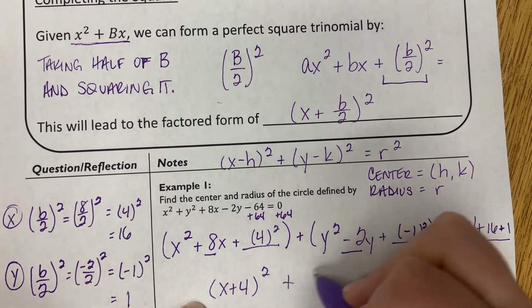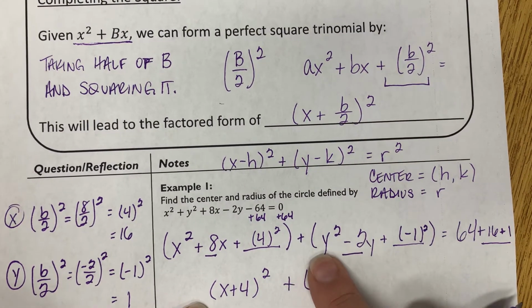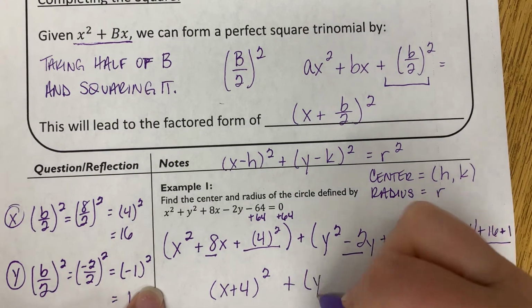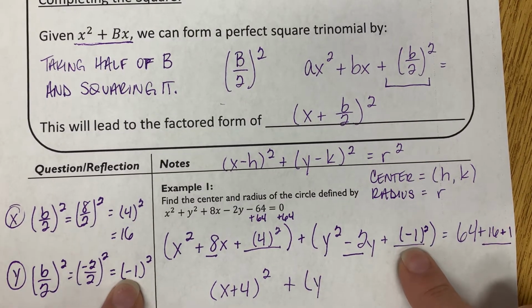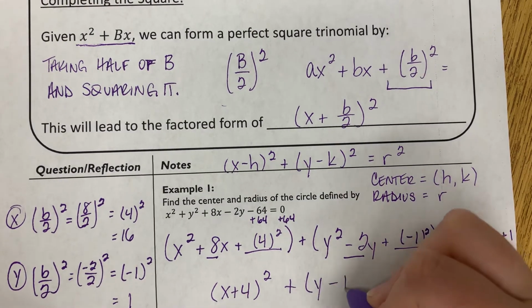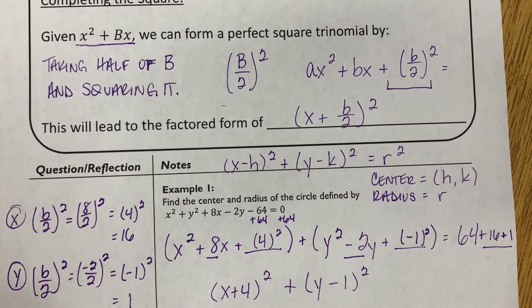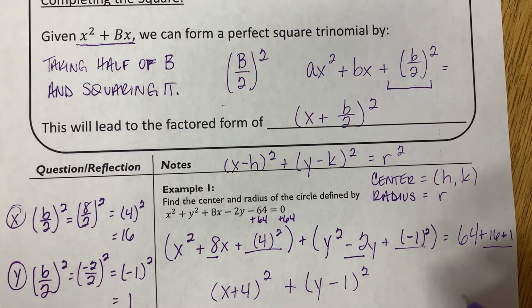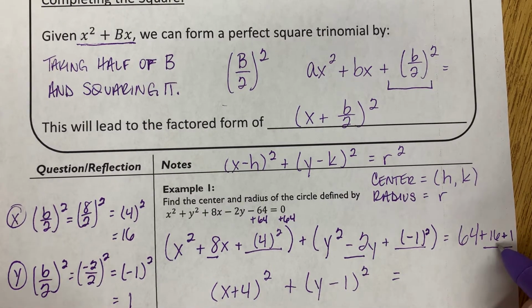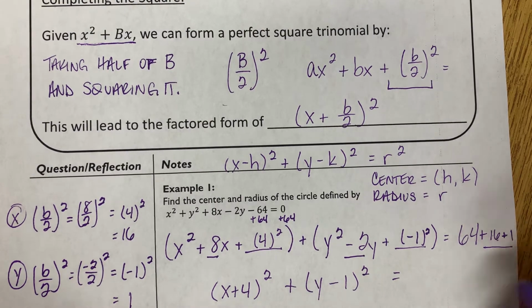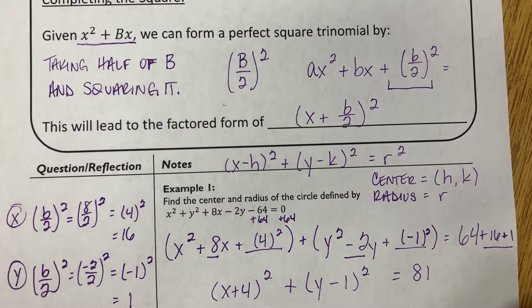I'm going to do the same for my y's. So y, and then in this one, it was a minus. Notice I kept that minus in parentheses as well, so that way I can just bring that in and square it. And then I need to do the quick addition on 64 plus 16. That's going to give me 80 plus 1 is 81.